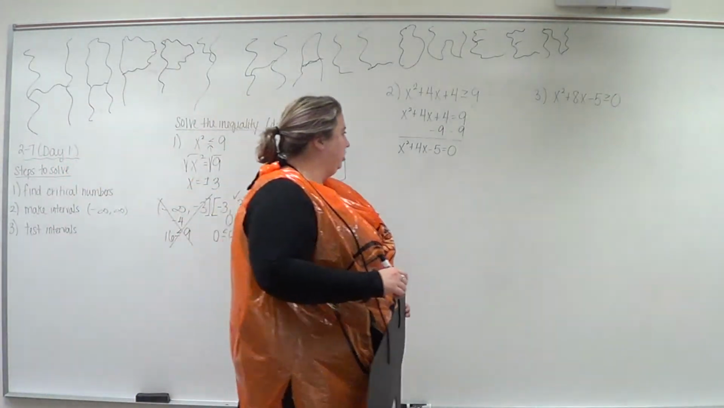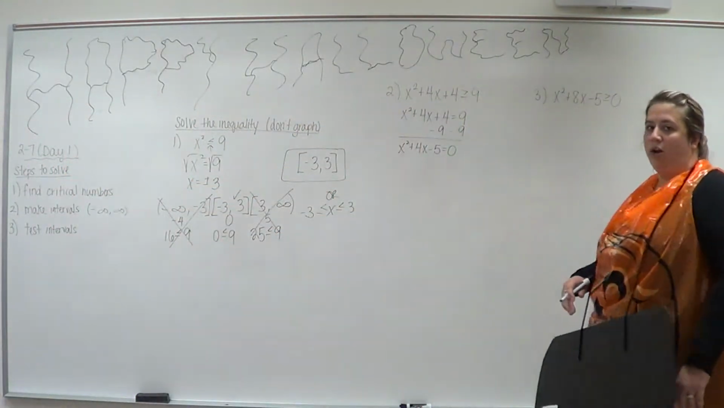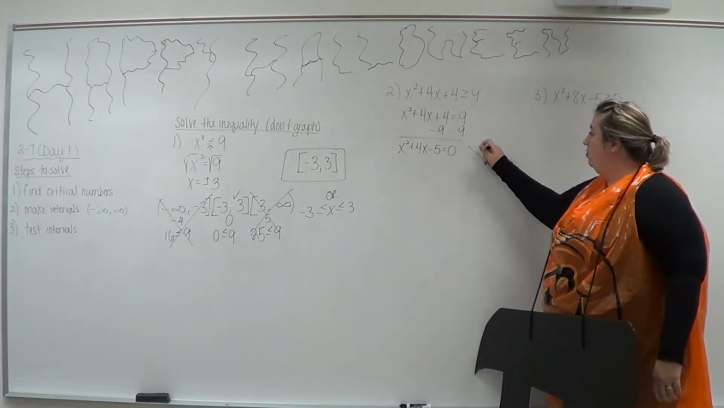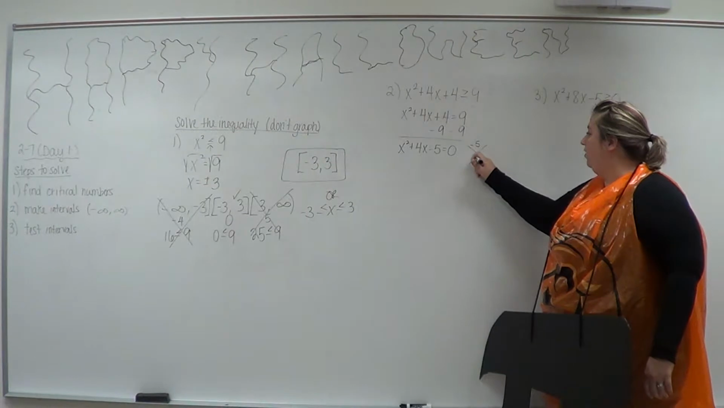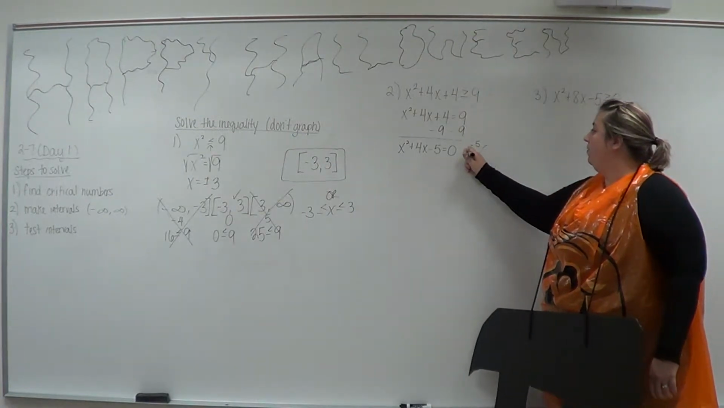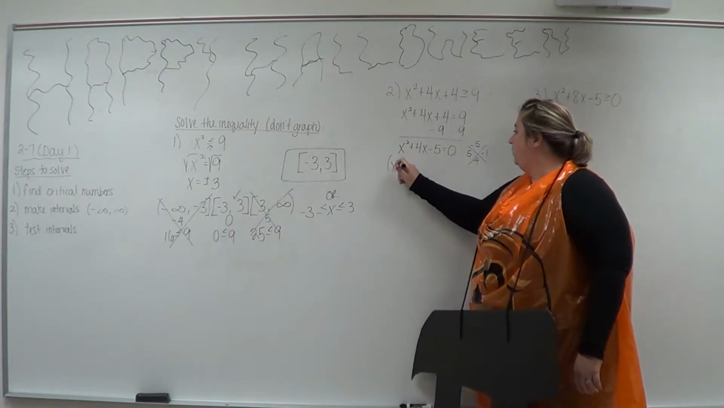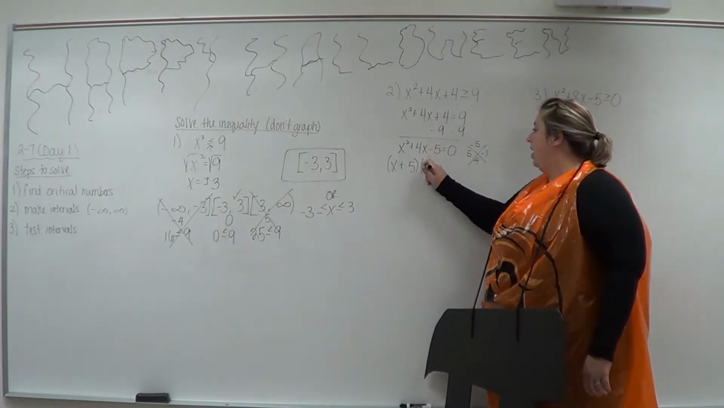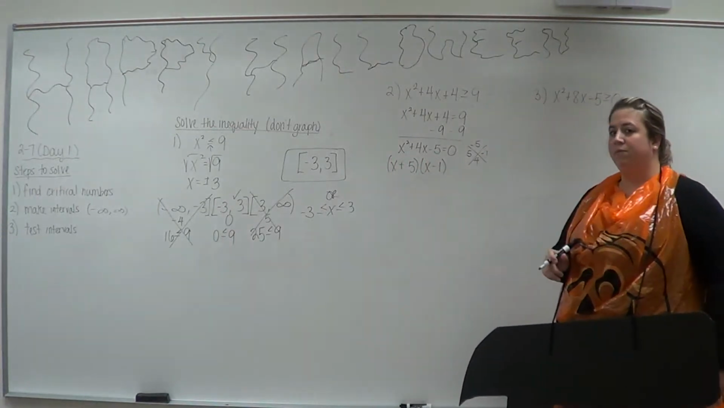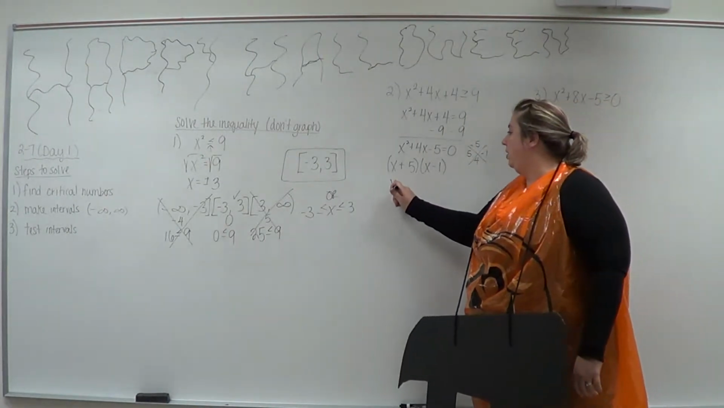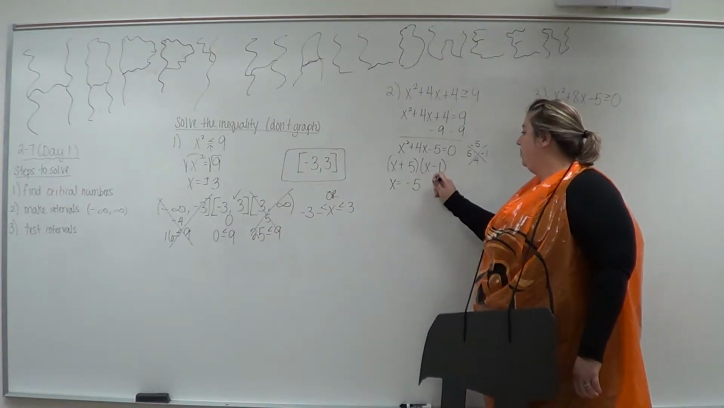Then I'm going to factor. If it doesn't factor, use the quadratic formula, if it's a quadratic. This one is. So multiply to get -5, add to get 4. 5 and -1. So this factors into x plus 5, x minus 1. If I set those equal to 0 and solve, what would my two critical numbers be? -5 and 1. Good.